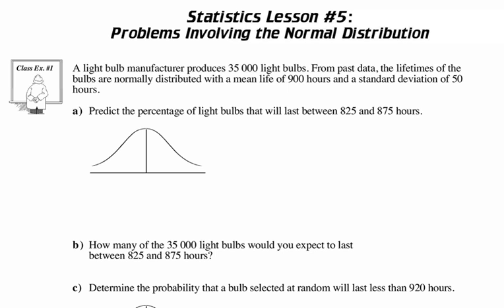A light bulb manufacturer produces 35,000 light bulbs. From past data, the lifetimes of the bulbs are normally distributed with a mean life of 900 hours. So that's our mean is 900. And standard deviation of 50. Predict the percentage of light bulbs that will last between 825 and 875 hours.